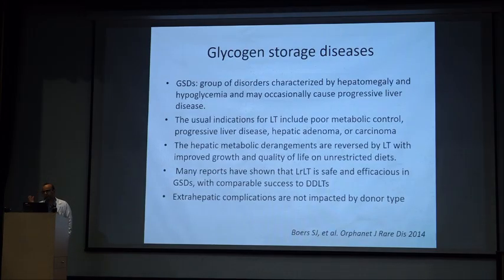Glycogen storage disease is a very complex phenomenon with a vast classification, but it is a group of disorders characterized by hepatomegaly, hypoglycemia, and occasionally progressive liver failure. Usual indications for liver transplant include poor metabolic control, progressive liver disease, hepatic adenoma, or carcinoma. The hepatic metabolic derangements are reversed by liver transplant with improved growth and quality of life on unrestricted diets. Many reports have shown that LDLT is safe and efficacious in glycogen storage disease with comparable results. Extrahepatic complications are not impacted by donor type, but there is doubt how much of them revert.